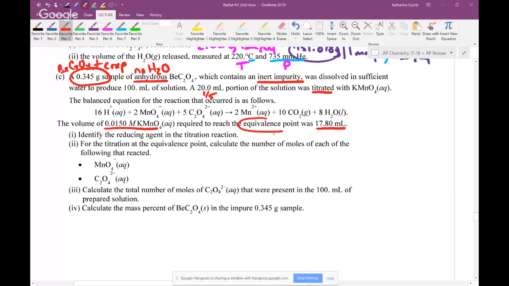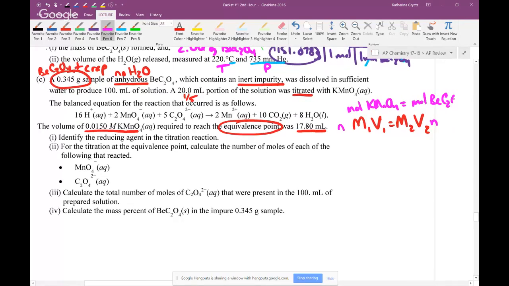So when you see that equivalence point, there's a formula that goes with this: M1V1 equals M2V2. Right, but there's an issue with this that when we did this with acids and bases, we had to do the mole to mole ratio, had to go in there. And that's what makes this problem tricky. But equivalence point literally means moles of the MnO4, or the KMnO4, is going to match the moles of your BeC2O4. That's what equivalence means.